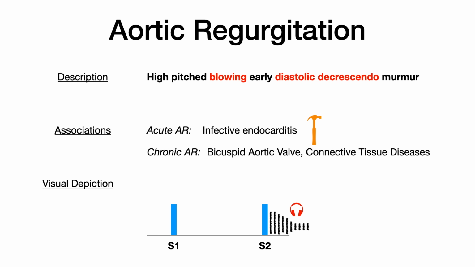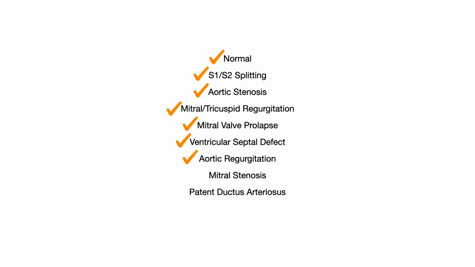All right, so as you can hear, you hear the S2 dub, then you hear the onset of the high-pitched blowing murmur, and it gets softer over time until we get back to the S1 lub. And then during systole, there's silence because this is a diastolic murmur. So that's aortic regurgitation.